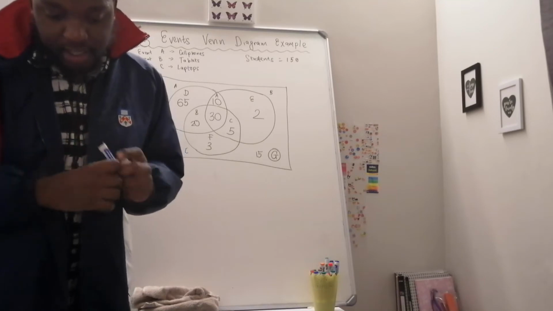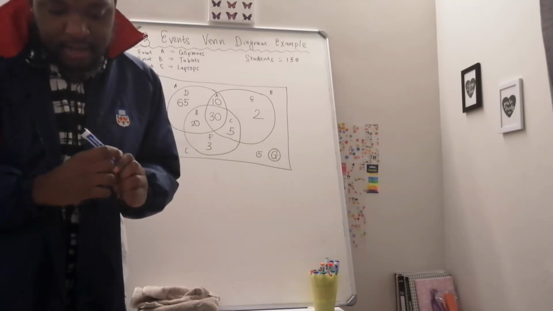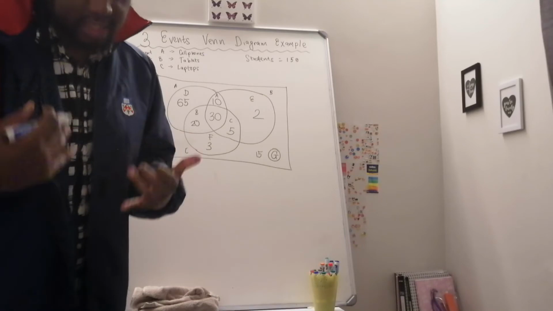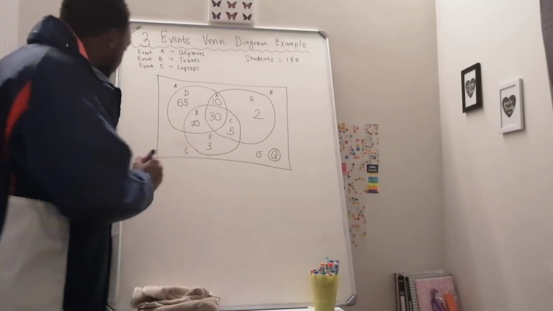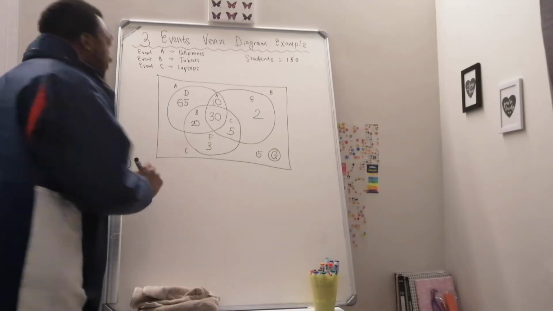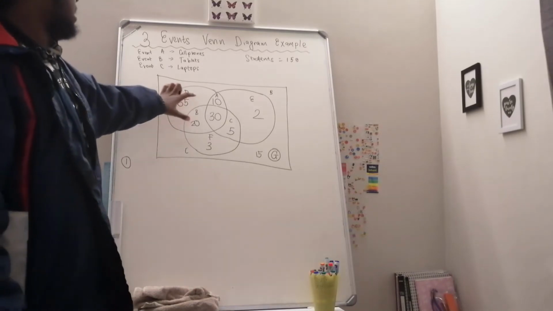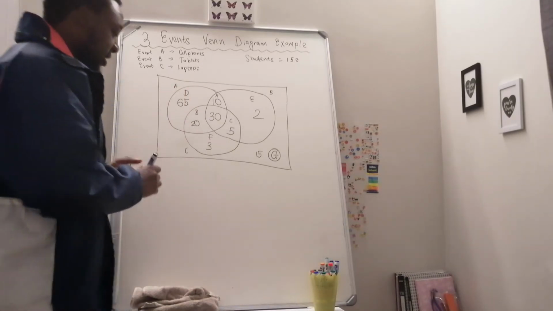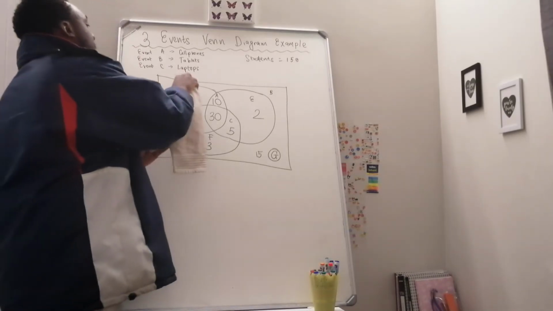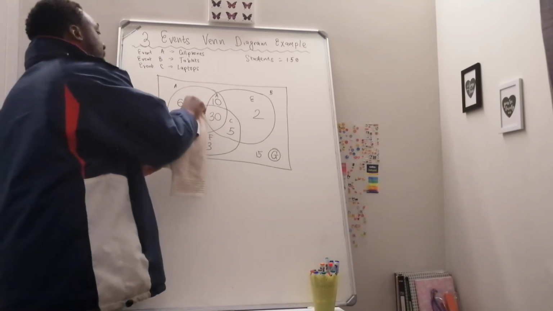The first question asks us to find how many of the teenagers surveyed own only a cell phone. Remember what A is. Let me just erase this. It looks a little bit cluttered, all this referencing alphabets.